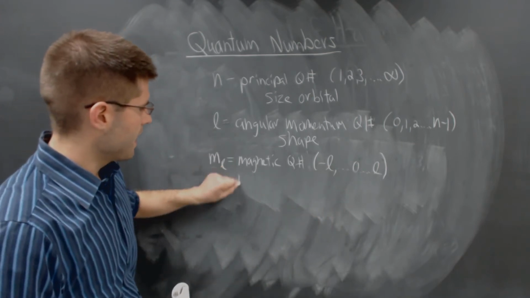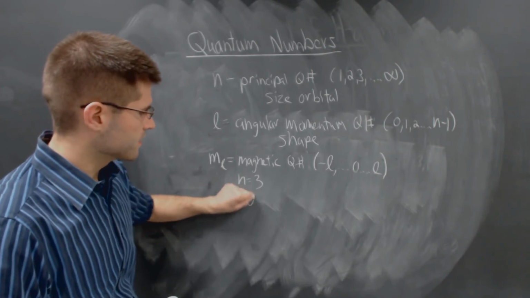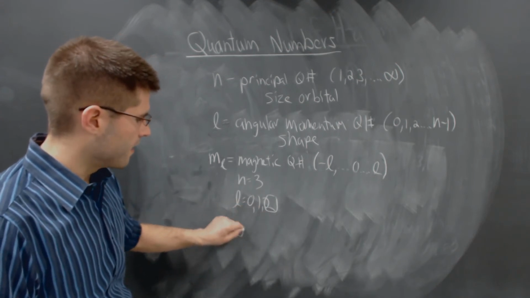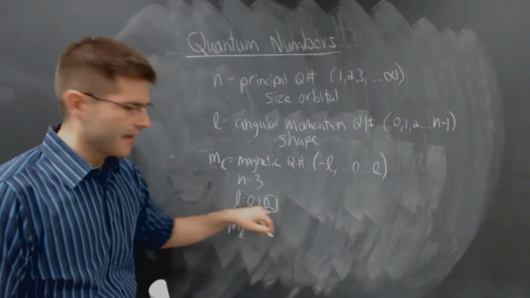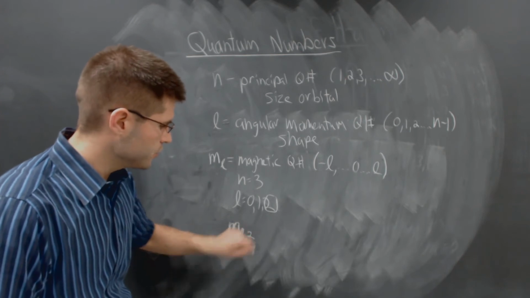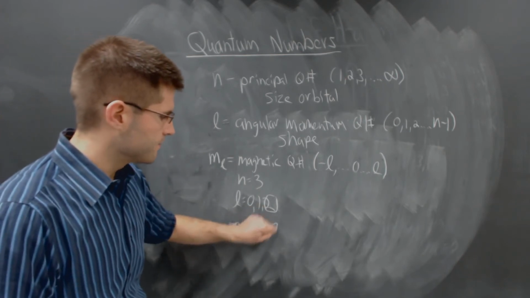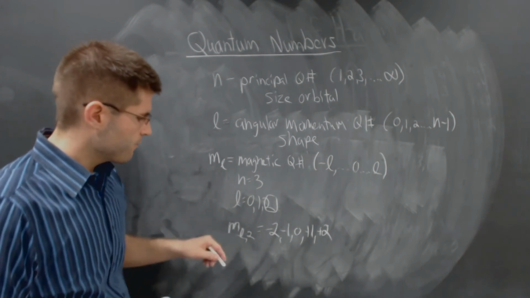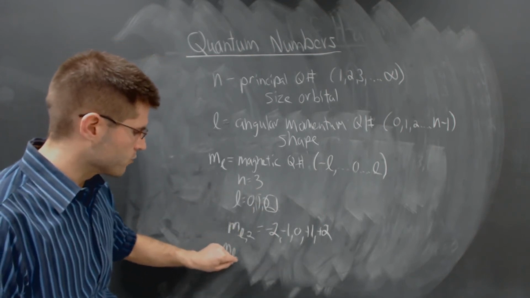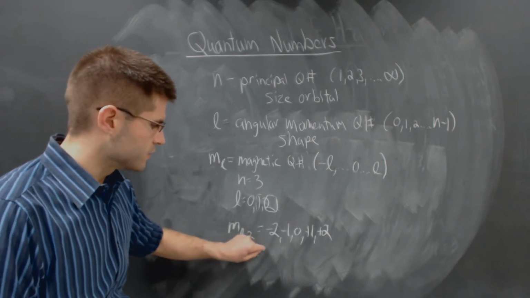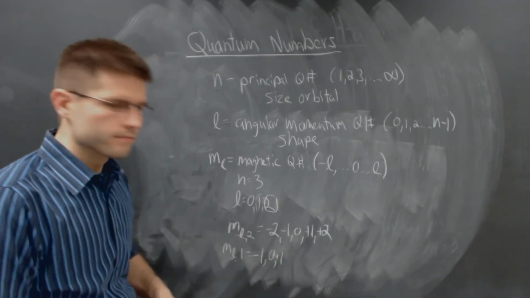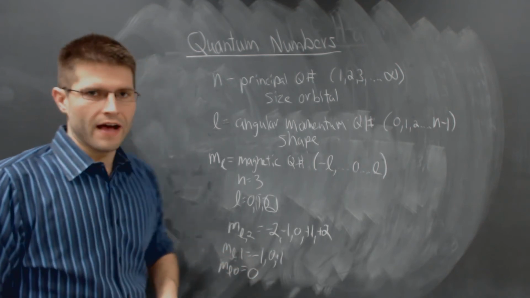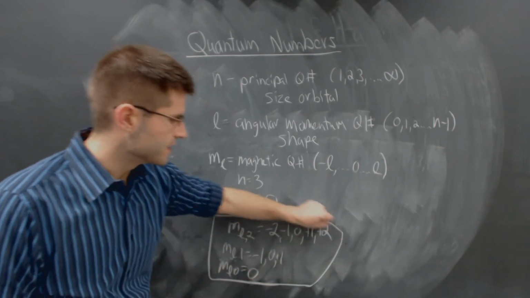So let's say n is equal to 3. We know that L can be equal to 0, 1, or 2. Let's take this L equals 2 value. Each of the m sub L's will be related to a specific L value. So this is going to be m sub L, and where L equals 2, we can range from -2, -1, 0, +1, +2. If we were to take L equals 1, we would range from -1, 0, to +1. And if L equals 0, we would just get a 0 value. So you can see that we're going to have a lot of different m sub L's.